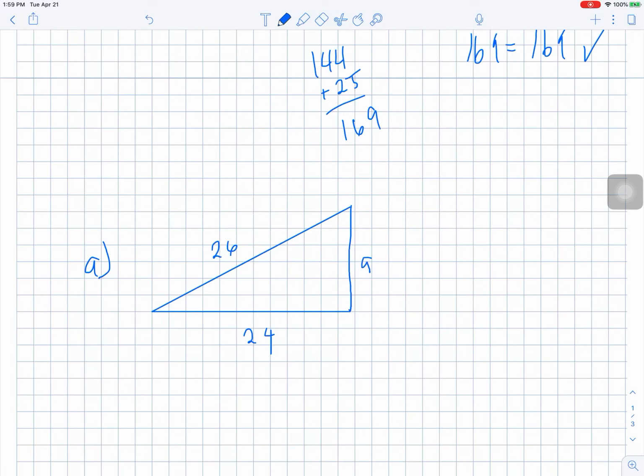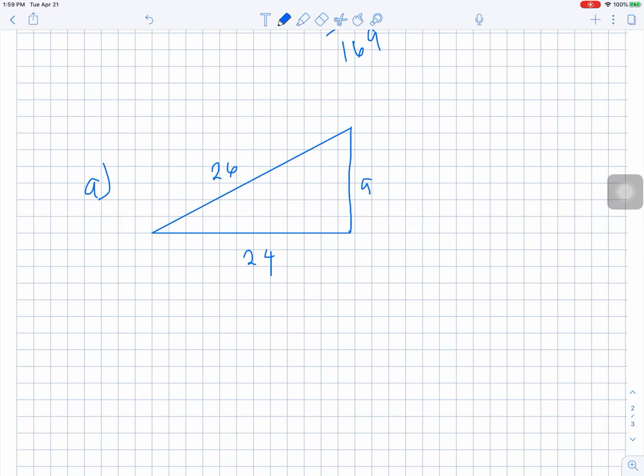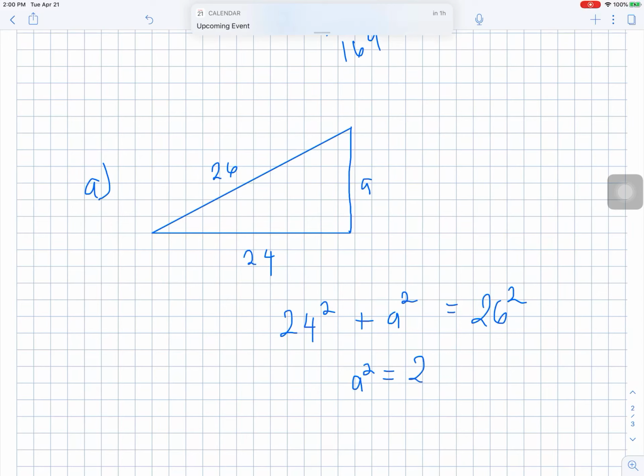24 here, and it has A. We're trying to figure out what A is. All right. So in order to figure that out in your book, that means that 26 squared, that's your long side, equals 24 squared plus A squared. So in order to find A squared, we actually have to do 26 squared minus 24 squared.